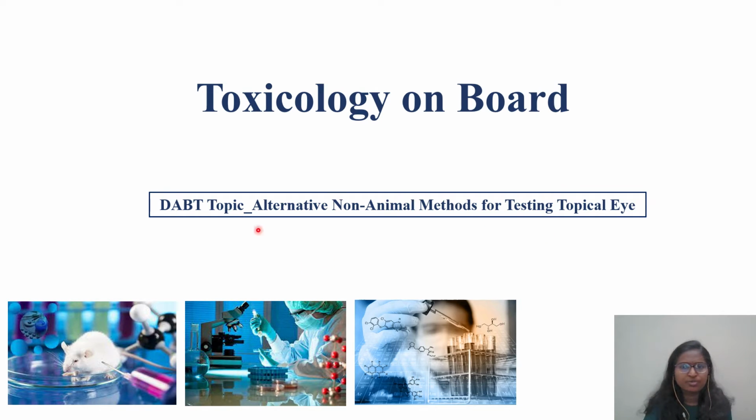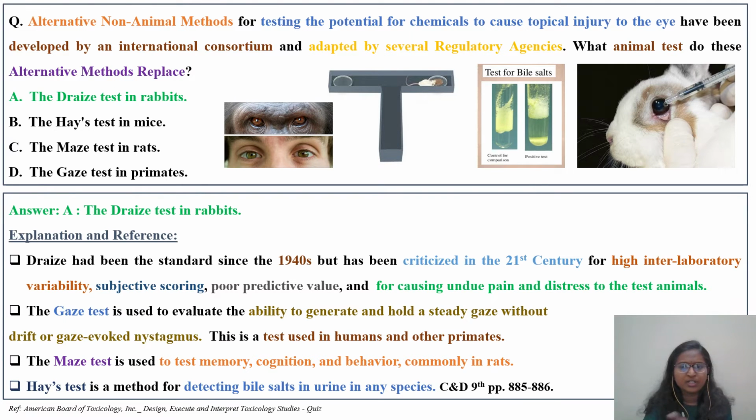Today in this video we will be discussing another topic, alternative non-animal methods for testing topical eye injury. So let's directly dive into the question. Here the question is: alternative non-animal methods for testing the potential for chemicals to cause topical injury to the eye have been developed by an international consortium and adapted by several regulatory agencies. What animal test do these alternative methods replace?